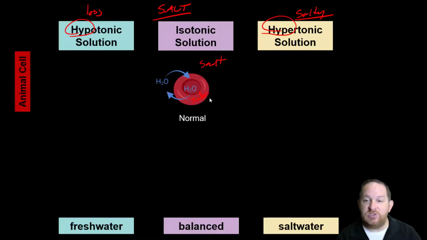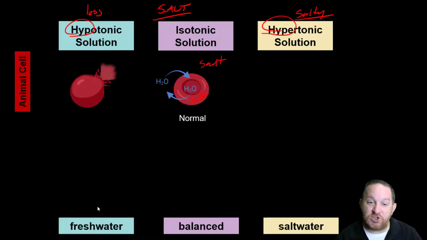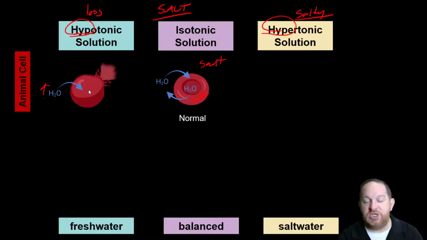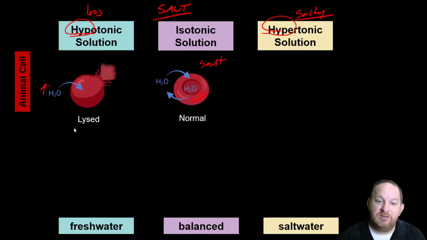Now, what if we took a red blood cell and put it in fresh water, right? So what's going to happen in this scenario is that because there's a higher concentration of water outside than inside, right? Hypotonic solution, which means less salt. If there's less salt out here, that means there's more water out here. So that means the water will rush in. Well, what's that going to do to the red blood cell? It will lyse, explode, right?